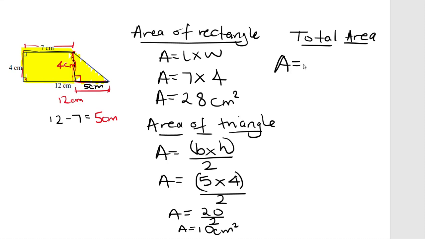Area would be equal to 28 plus 10. They are in the same units, so 28 plus 10 would be 38 centimeters squared. Okay, so yes, this was a trickier one, but once we realized what skills we have to use and we've learned them, it was pretty easy.